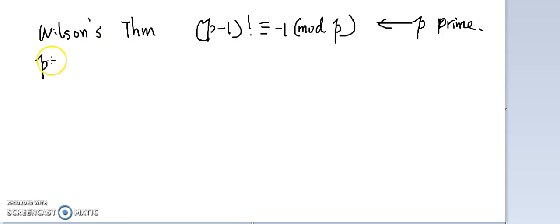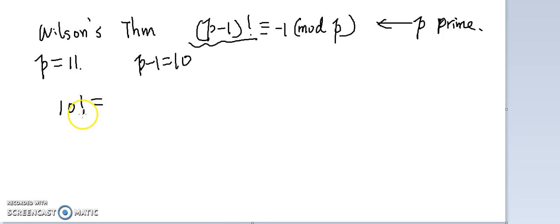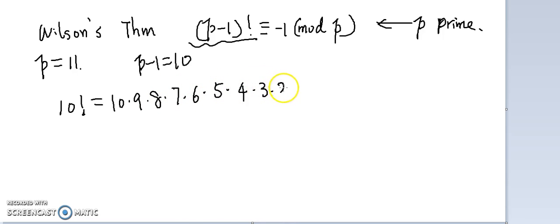So for example, if P is 11, then P minus 1 is 10, so the left side will be 10 factorial. What we're going to do is expand 10 factorial. That's 10 times 9 times 8, 7, 6, 5, 4, 3, 2 times 1. We got 10 integers, and we're going to pair them up. Which numbers do we pair up?